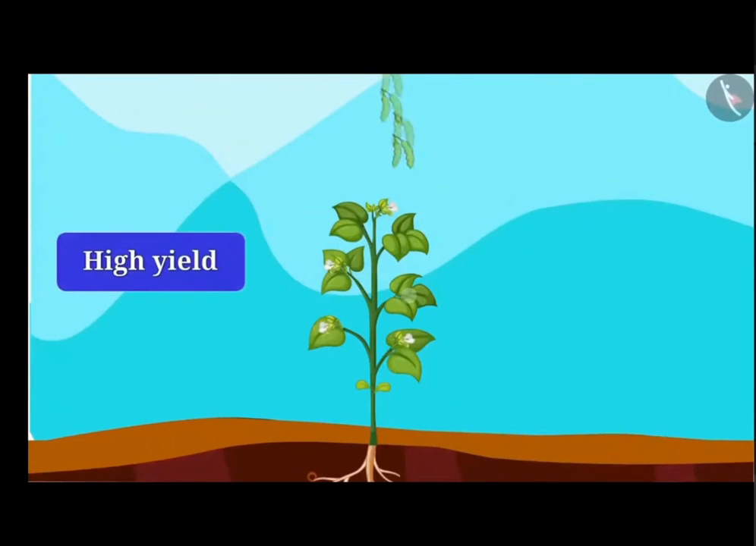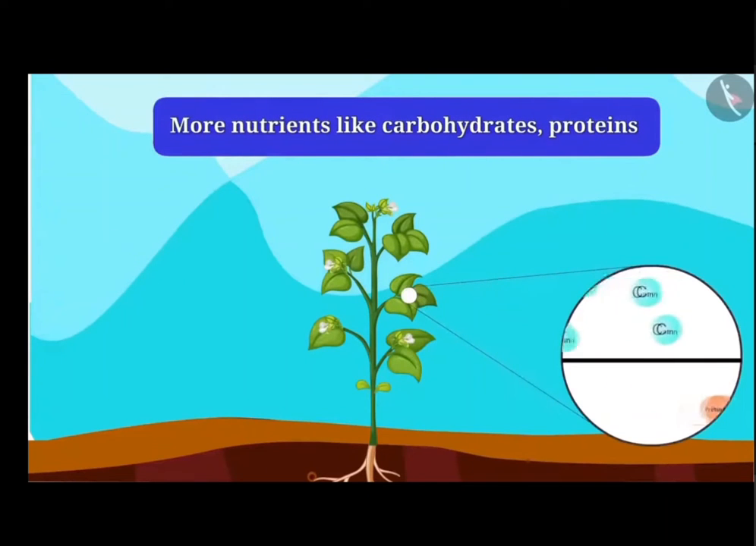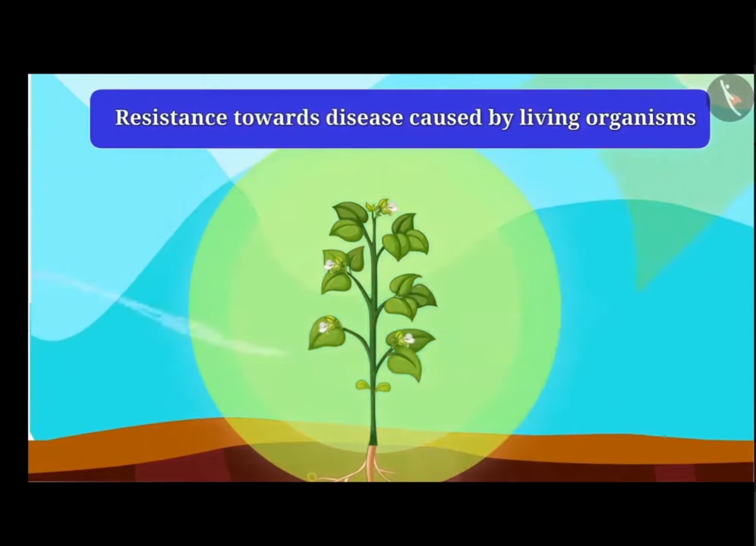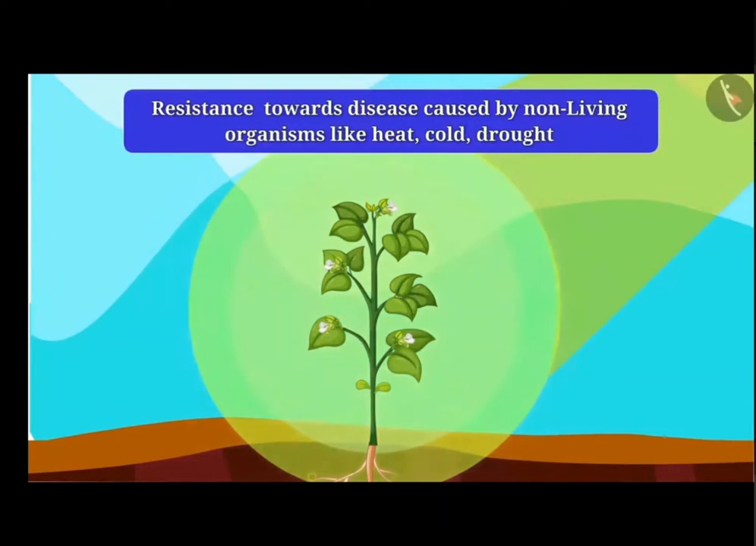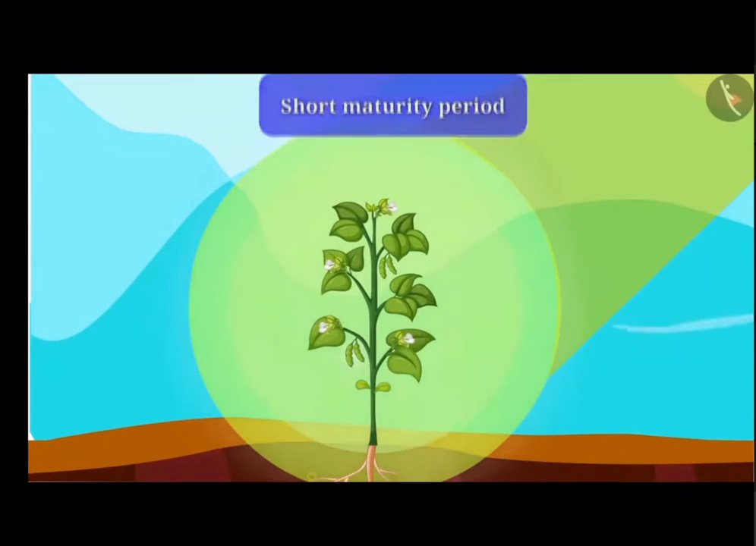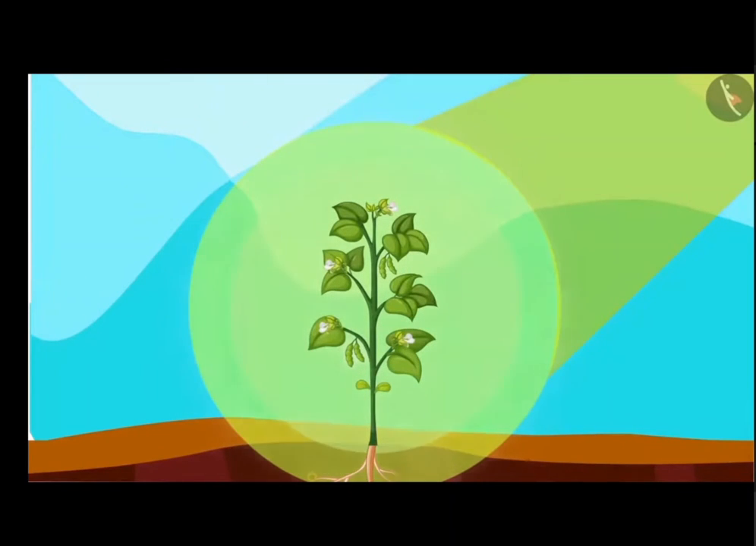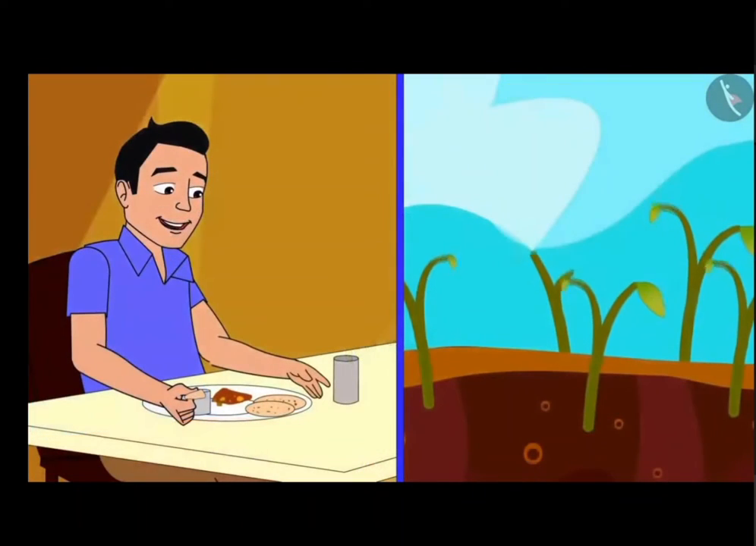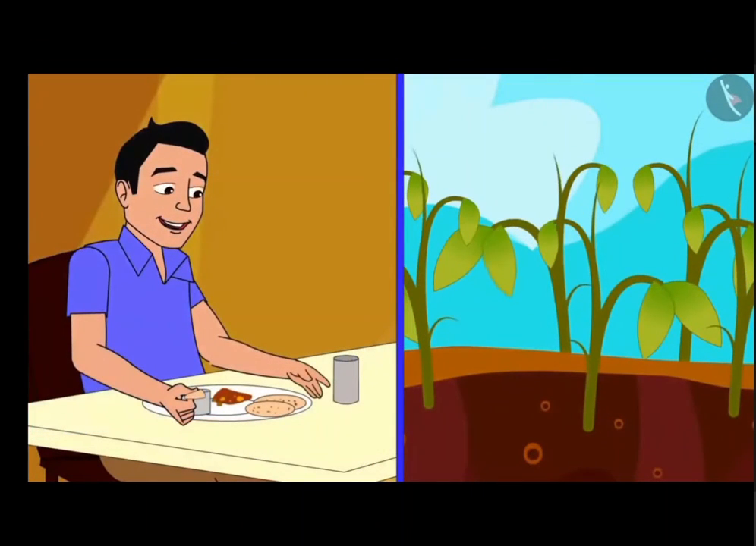Such as high yield, having more nutrients like carbohydrates, proteins, resistant towards diseases caused by living organisms, resistant towards diseases caused by non-living factors like heat, cold, and drought, and short maturity period. All of these qualities should be in a good seed. So friends, you have learned how to improve the variety of crop, and now we will know how to improve the crop production. We all know that we need food for our growth.